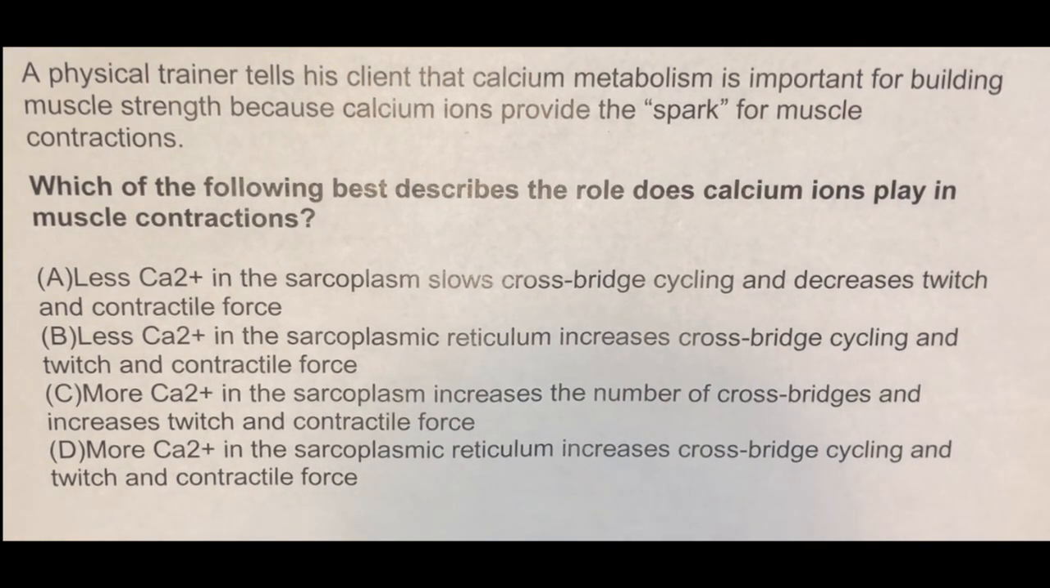A, B, C, D are all dealing with calcium, so we can't eliminate any from that. We don't really need the clinical vignette here. Which of the following best describes the role calcium ions play in muscle contractions is a standalone. We can answer it without the vignette, so it doesn't require much dissection. But let's do a quick job of looking at the best answer.